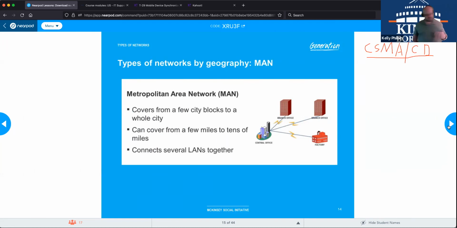So you have a metropolitan area network, which could be just a couple of buildings up to a city. Here in Jacksonville, we have Florida State College of Jacksonville, FSCJ, and they have multiple campuses across the city. So they actually have a MAN established. All these buildings are still communicating with each other on the same network.